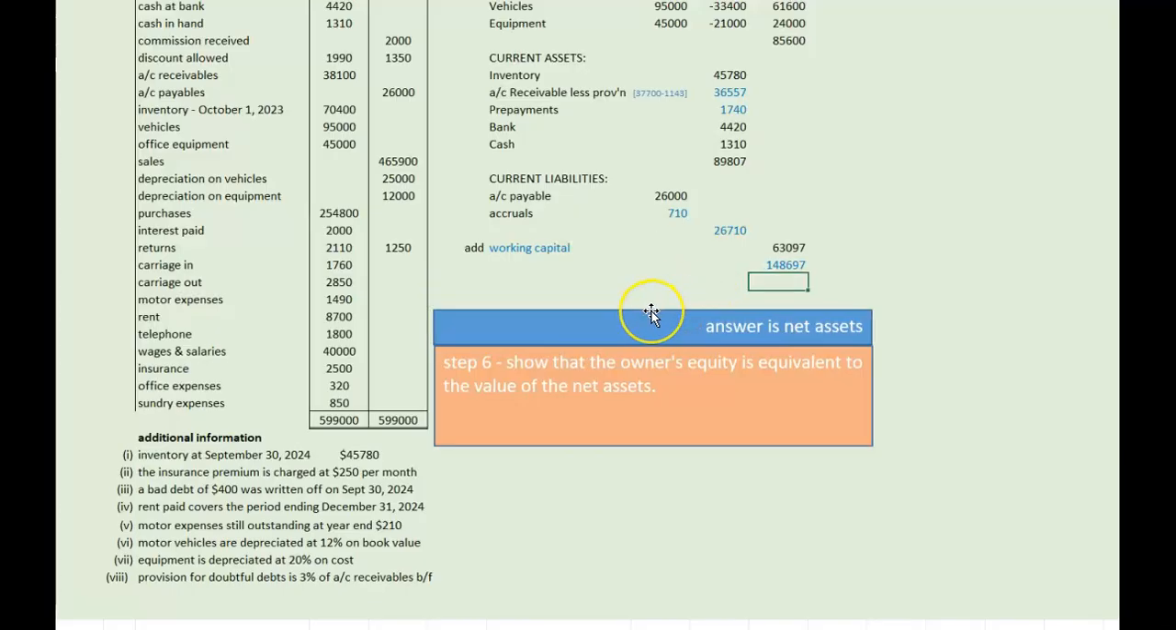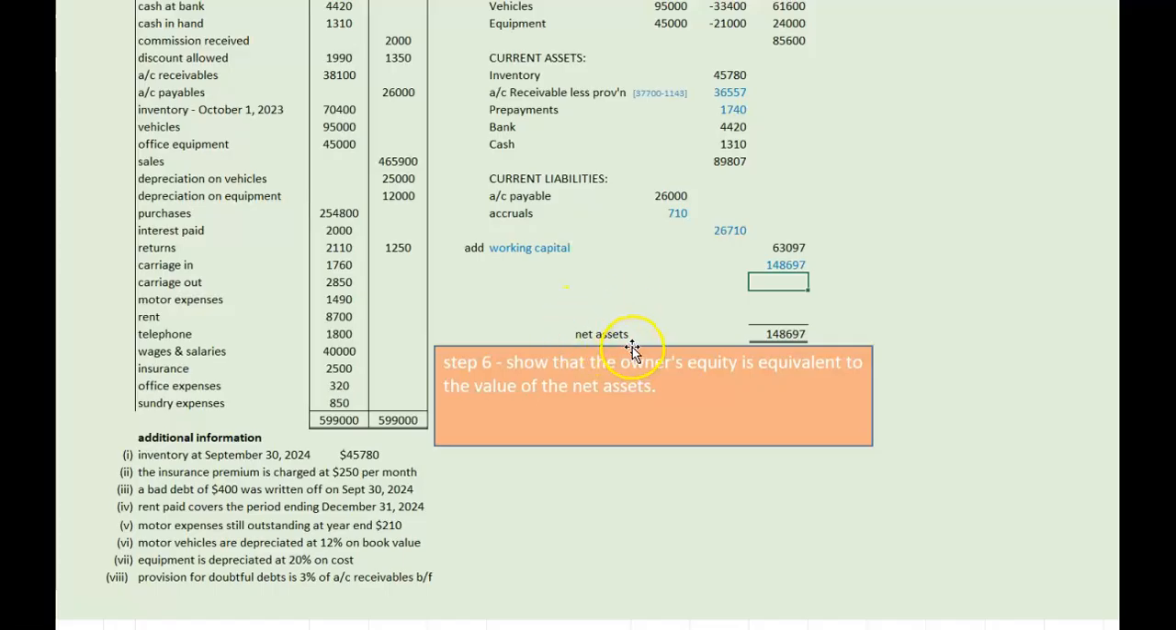All right, so that would suggest then that the answer that I had not too long ago, 148,697, would be my net assets. And so all I have to do now is to prove that the 148,697 is my equity. That's all I have to do. Alright, so equity, as you know, is the capital brought forward, add the net profits, minus the drawings, and hopefully we're going to get 148,697, suggesting that we didn't make any mistakes.